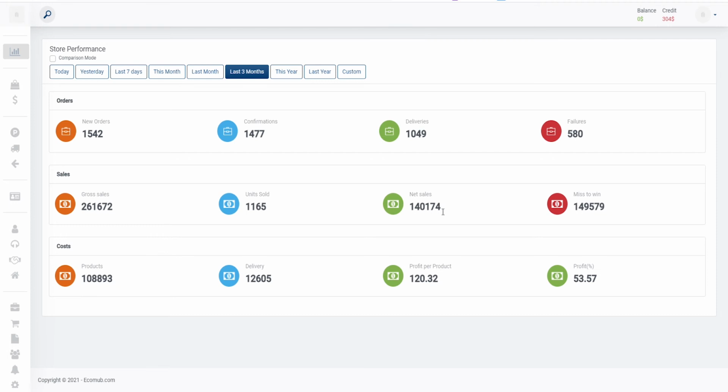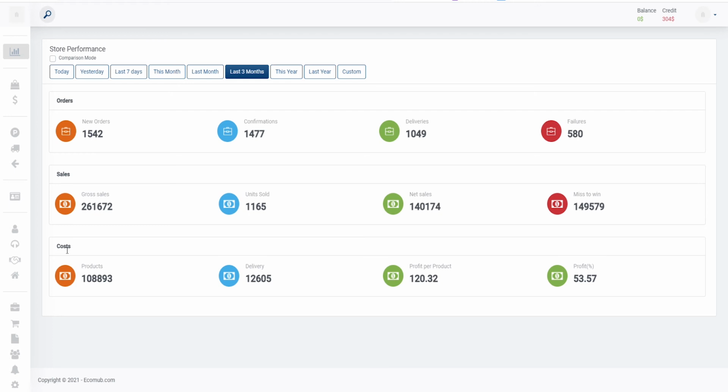Here you get the net sales. This number is calculated out of the gross sales minus the cost of shipping that you enter in the app, minus the cost of products that you enter as well. So this number reflects your profit. And then you have the missed to win, which represents the gross sales that would have been generated if these failures were in fact delivered.